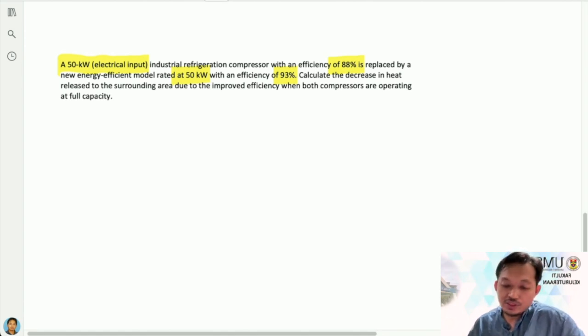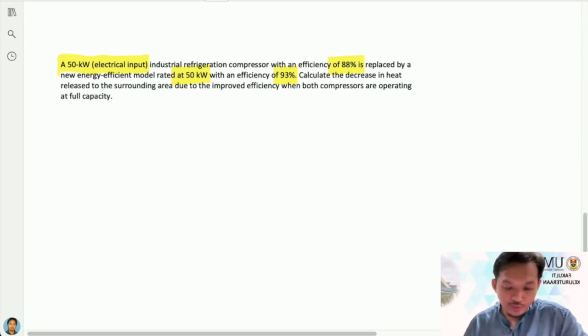When you talk about efficiency 88%, it means that out of the 50 kilowatt electrical input, only 88% of the work is output coming out from the compressor. Okay, the rest, what happened? Remember the first law of thermodynamics: you can convert energy from one form to another. So if only 88% is converted to work, what happened to the 12%? Okay, so in this case, it is assumed that it is converted into heat. Of course, in an actual situation, maybe there are losses to friction. There are other types of losses.